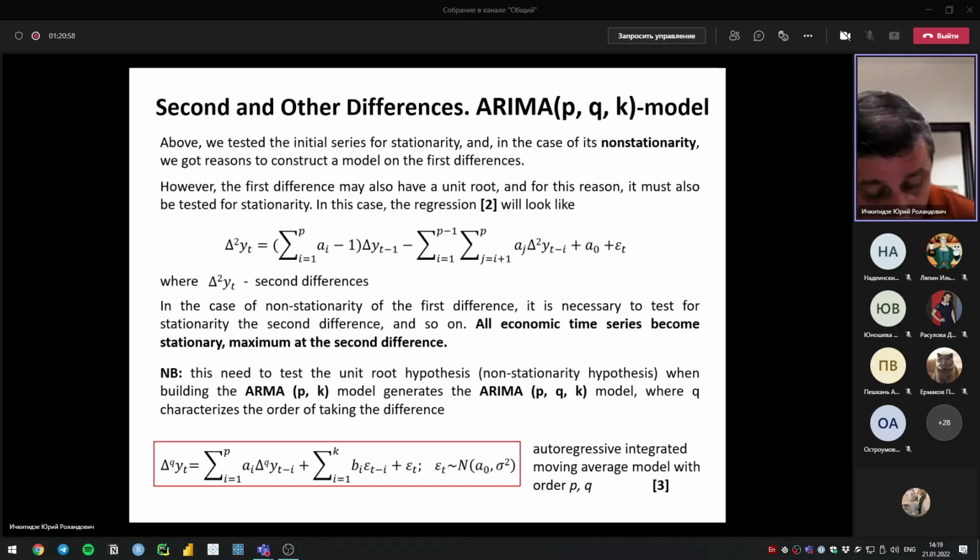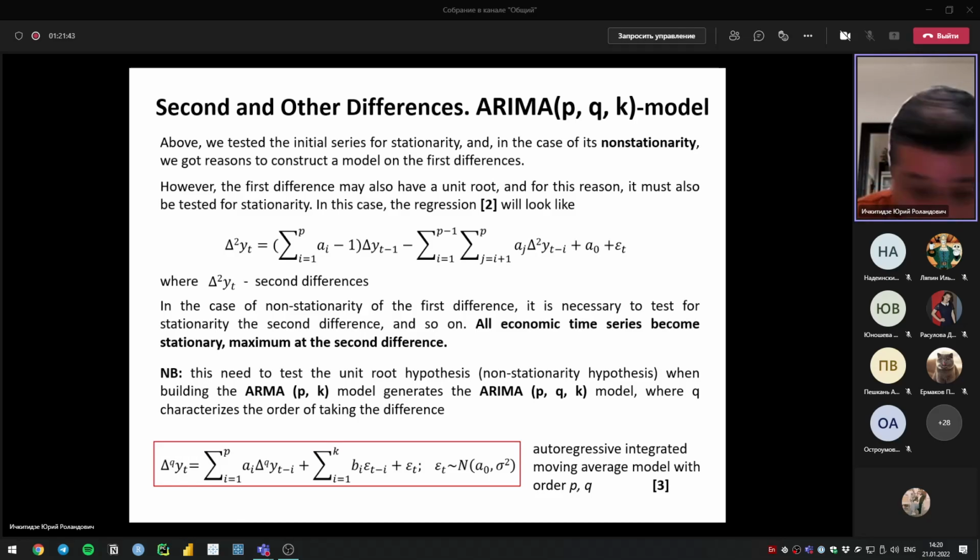This necessity of testing the unit root hypothesis on the differences generates the ARIMA(p,d,q) model. ARIMA means autoregressive integrated moving average model. Integrated refers to the order of taking the differences, which is denoted by the letter d. p is the number of parameters of the autoregressive process. q is the order of the moving average process. And d is the order in which the difference is taken.